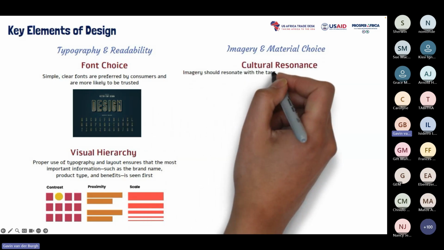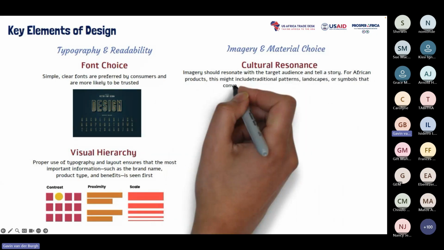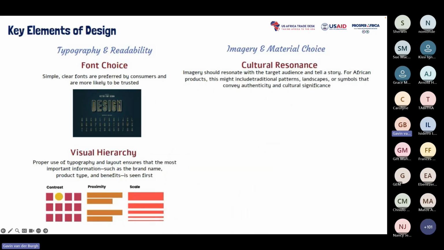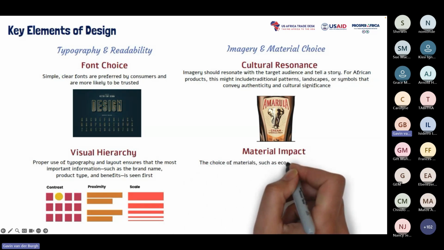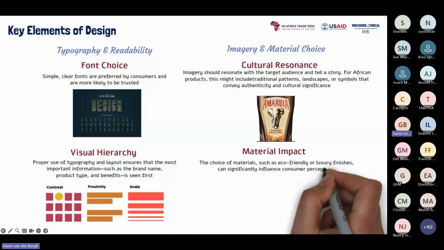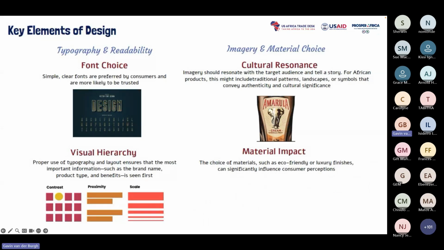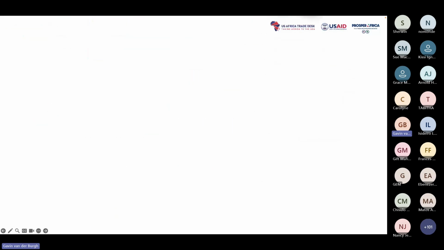And then when it comes to something like cultural relevance, this is particularly important for products that are coming out of Africa. Just think about Amarula. You know, Amarula is recognized right throughout Africa. It's recognized in Europe, and it's recognized here in the United States as well. And then obviously the material impact itself, your choice of materials, and how that is eco-friendly, or whether it's a luxury finish that you're putting on, that is critically important to understand as well.